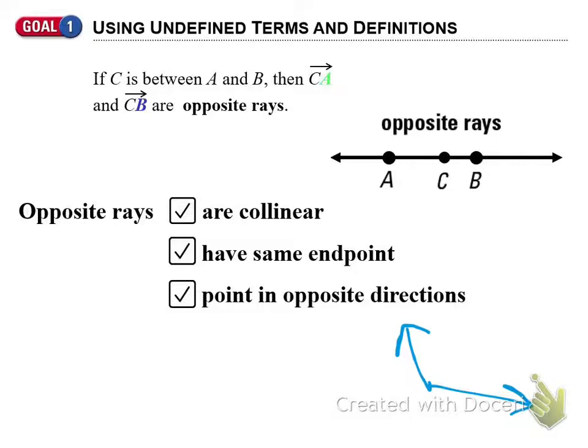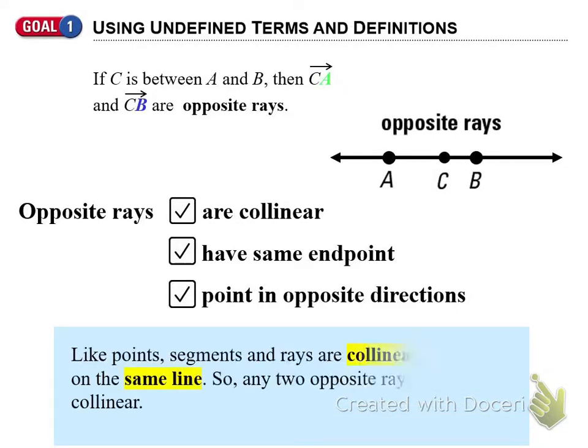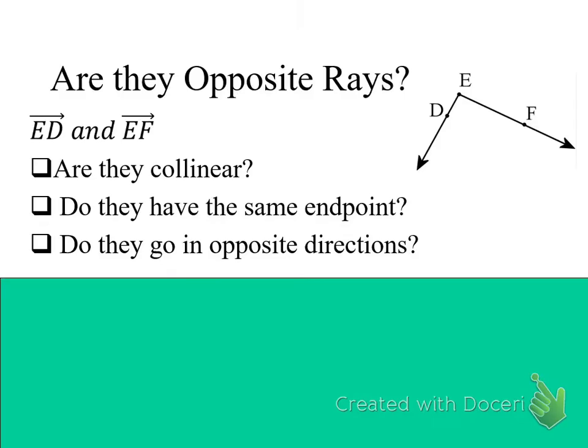Are these two going to go in opposite directions? No, they're not opposite. They've got to be complete opposite directions. And the last thing, this is saying that rays can be collinear if they're on the same line. That's all. ED and EF. So by your eyes, do they look like they're opposite rays? No.